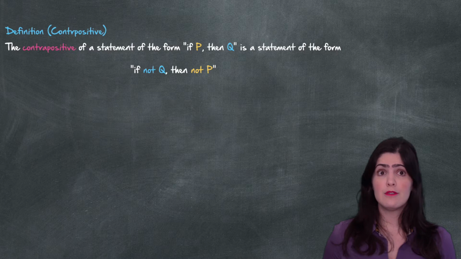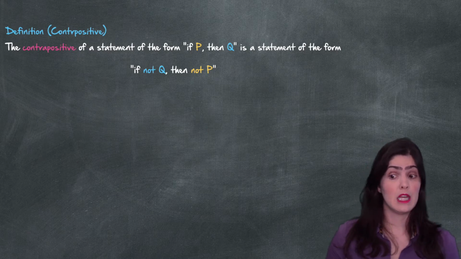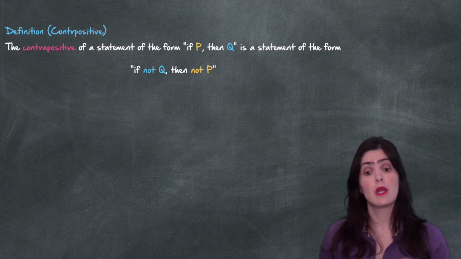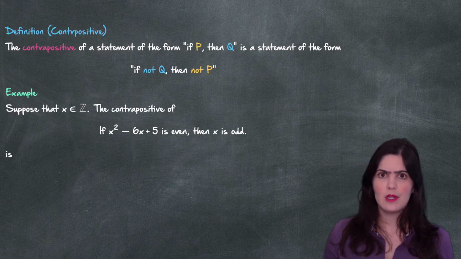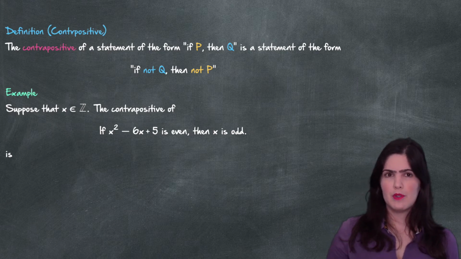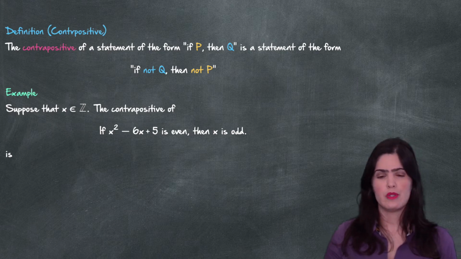So the contrapositive of a statement of the form if P then Q is a statement of the form if not Q then not P. And they're actually logically equivalent. An example, and this example is going to show you the power of the contrapositive.